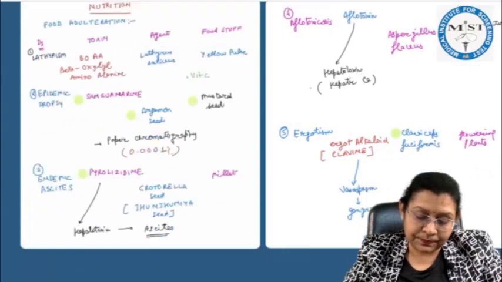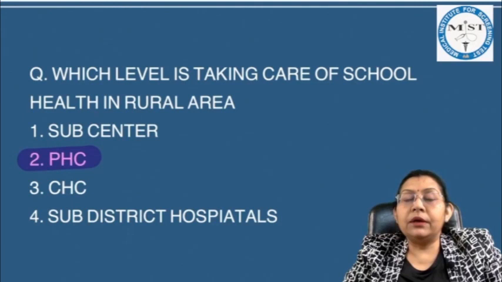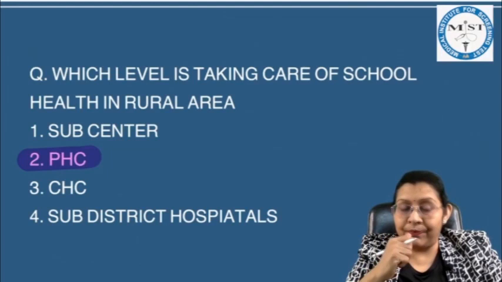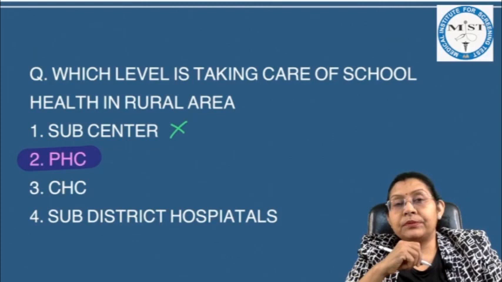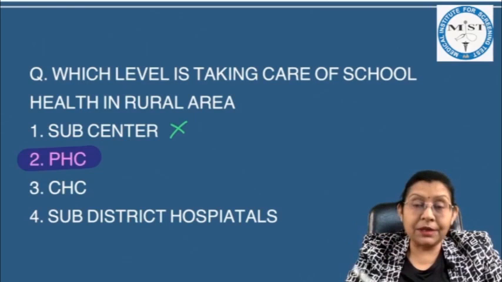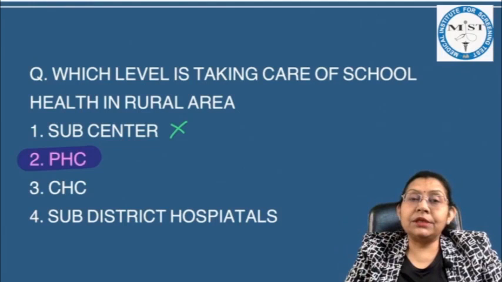Which level is taking care of school health in a rural area? We know that in school, we are doing a 6-monthly health checkup of students, and this is done by the medical officer. And we know that the medical officer is posted at the lowest level at the primary health center. Sub-center is not an option because the sub-center does not have a medical officer. Here only the multipurpose workers are posted. Now, the community health center has specialists. They are involved in other activities, and the sub-district hospital is further above the community health center. So, here the correct answer is primary health center.